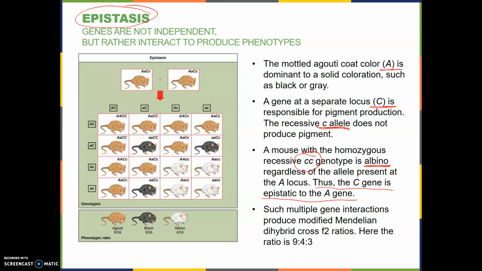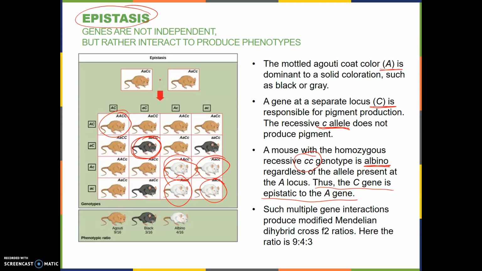So what you can have is 2 big A's and 2 big C's, and that's going to be the mottled agouti color. It looks brown to me, but it's a mottled color, evidently. Or you could have 2 little a's and 2 big C's, and you would get a black mouse. And then you could have 2 big A's and 2 little c's, and because you have 2 little c's, you're going to have albino. Albino results no matter what the A's are.